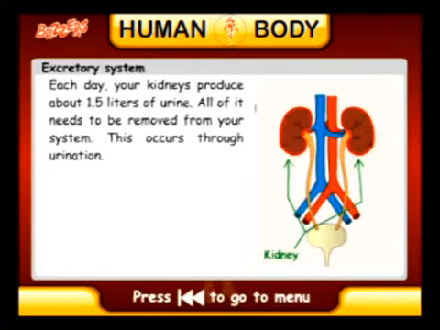Each day, your kidneys produce about 1.5 liters of urine. All of it needs to be removed from your system. This occurs through urination.